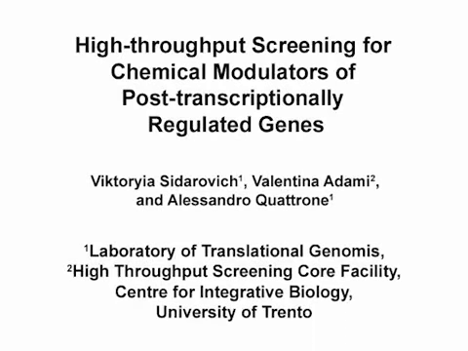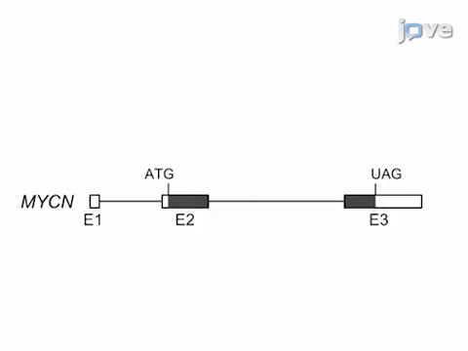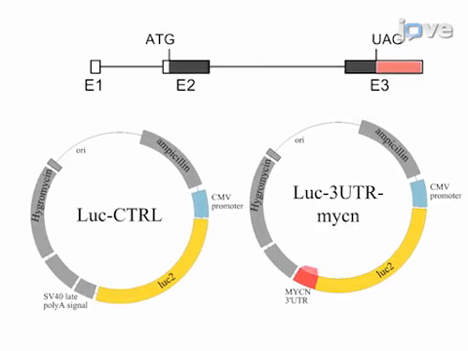This experiment screens chemical libraries for compounds that modulate post-transcriptional control mechanisms via the 3' untranslated region of transcripts. First, identify the 3' untranslated region of interest in the targeted gene. Clone this 3' UTR into a luciferase control reporter plasmid to create a luciferase 3' UTR chimeric transcript.